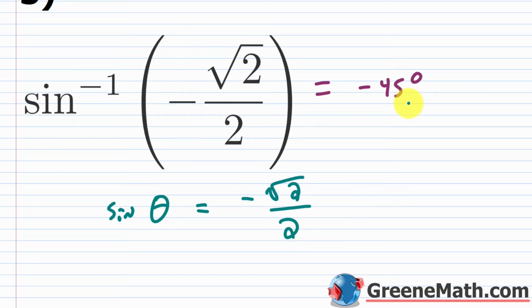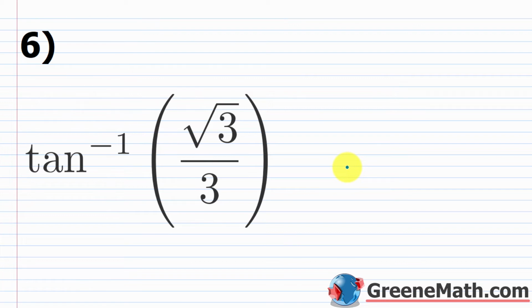So again, I don't want to go too far into this because we're going to talk about it later on in the course, but I know a lot of students at this point get very confused when they get an answer of negative 45 degrees. All right, let's take a look at problem number 6 now.